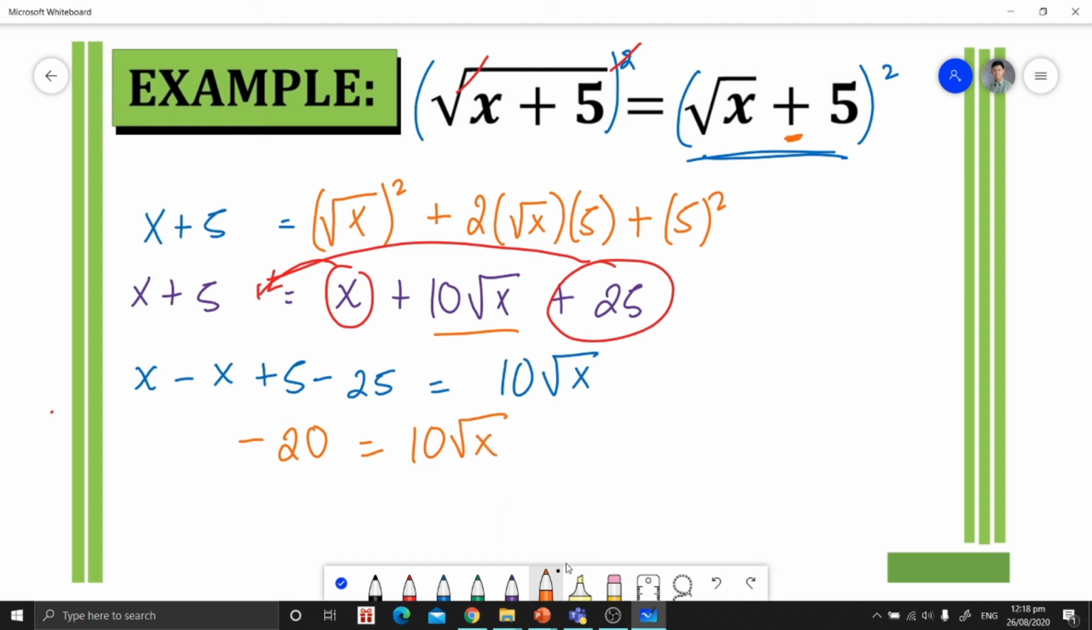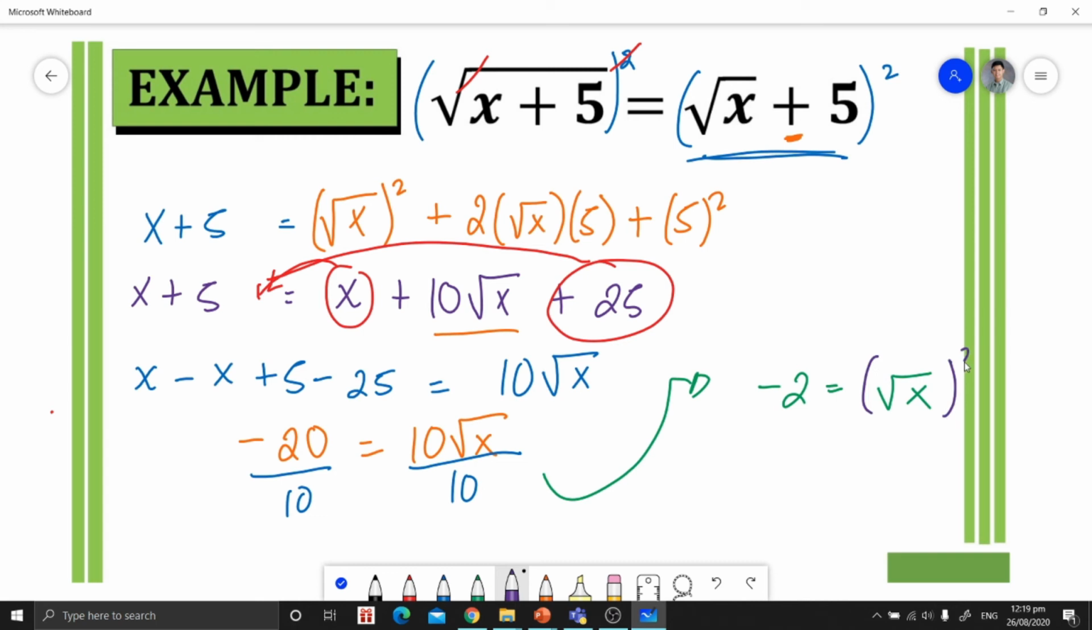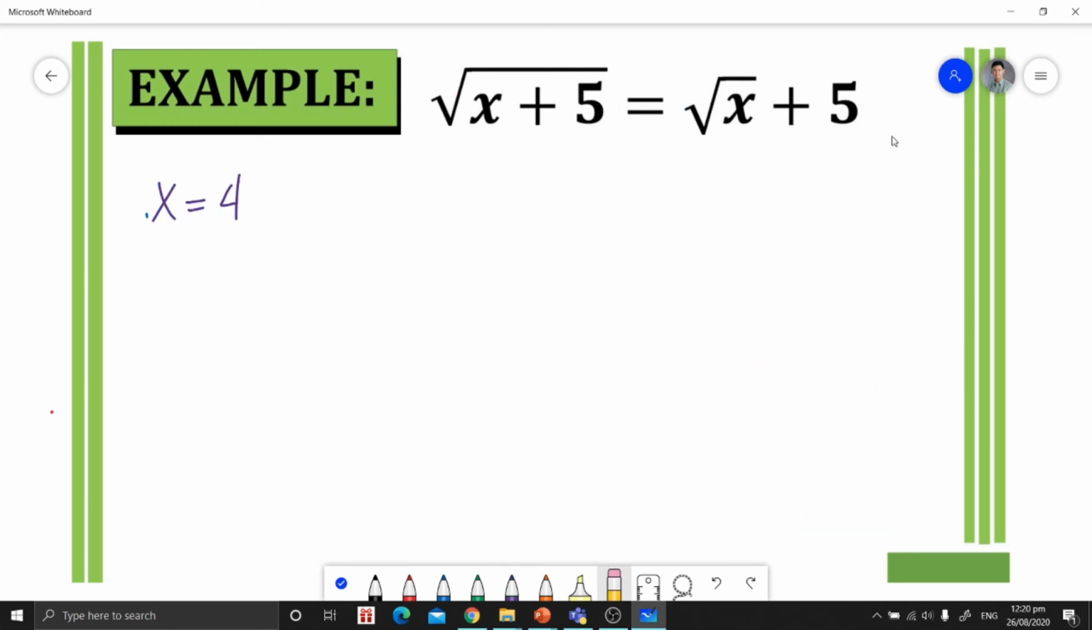Then let's divide both sides by 10. So let's isolate the radical symbol. So here we will have negative 2 is equal to square root of x. Then after that, we're going to square both sides. To eliminate the radical symbol, square both sides. So we will have 4 is equal to x, or x is equal to 4. So we're not yet done, because our last step is for us to do the checking. So our value for x is 4.